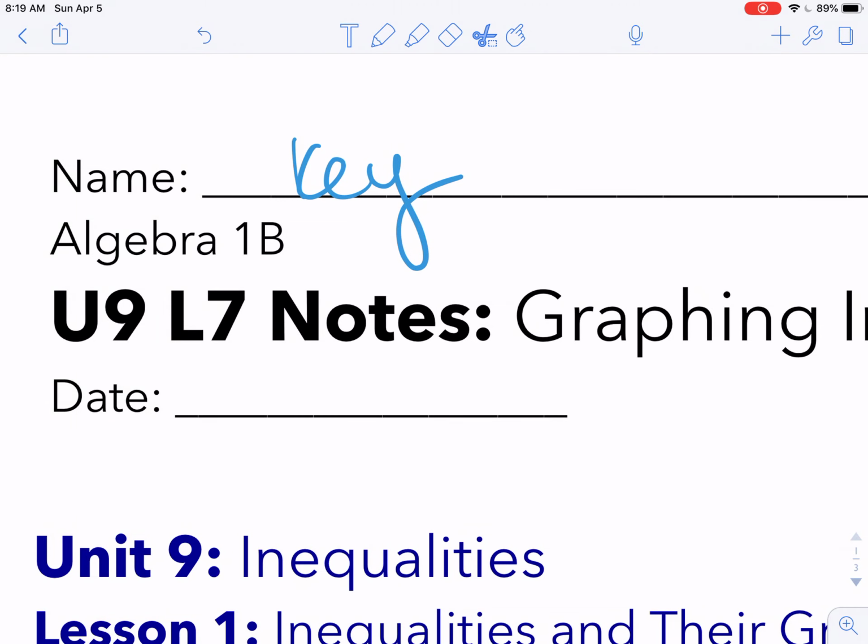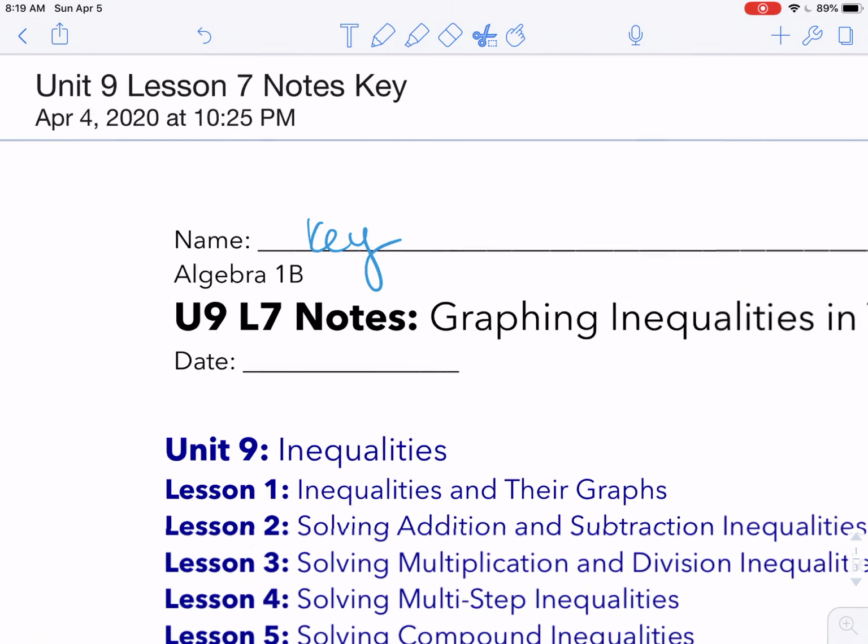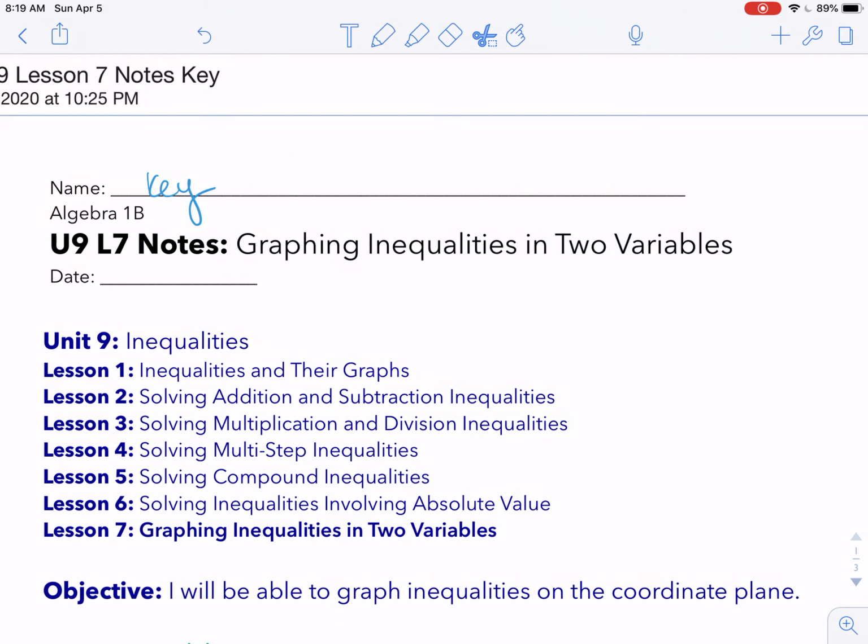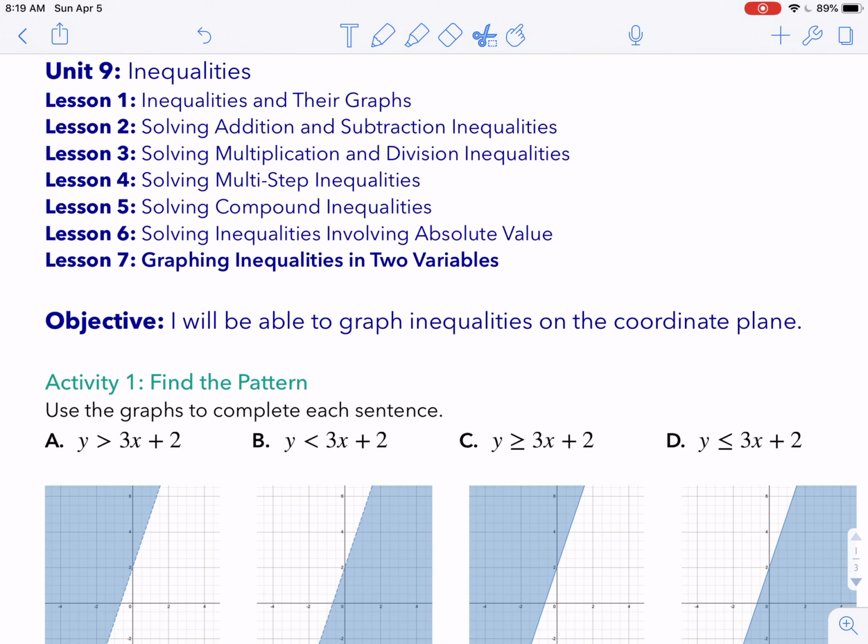Good morning, everyone. Welcome to your Unit 9, Lesson 7 notes on graphing inequalities in two variables. By the end of the day, you will be able to graph inequalities on the coordinate plane. Now remember, graph means to make a picture of.